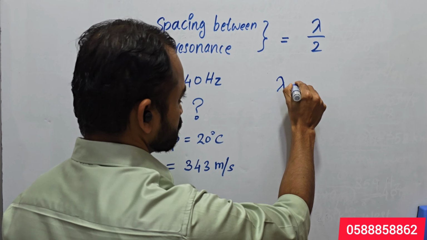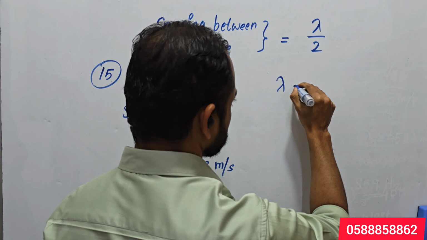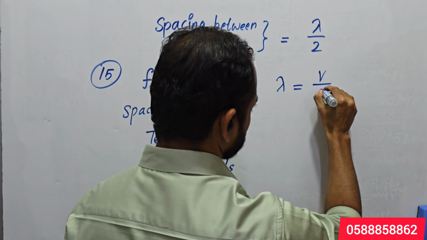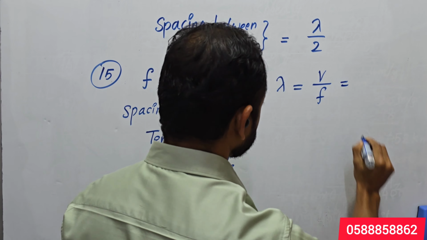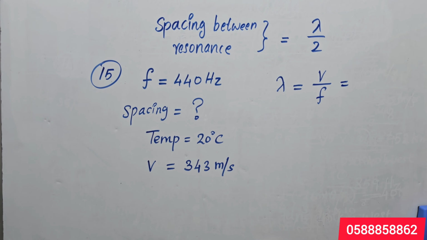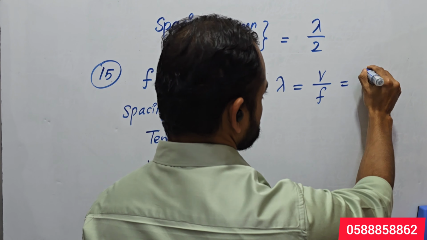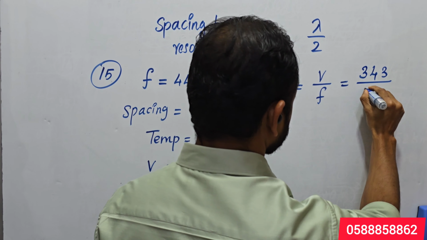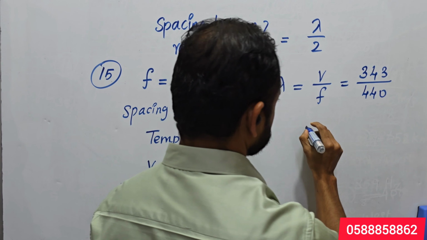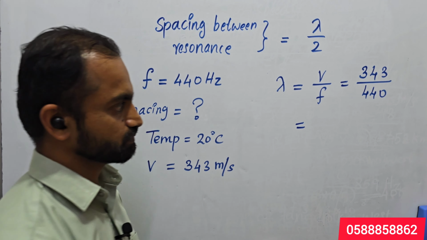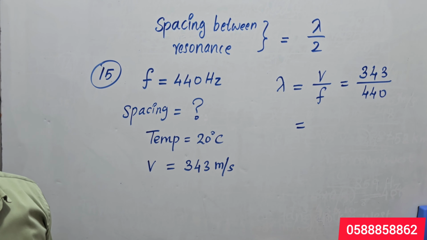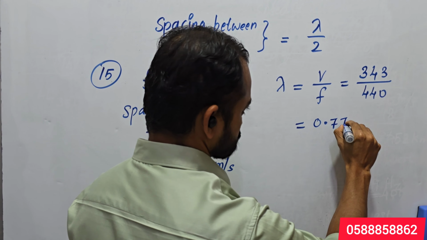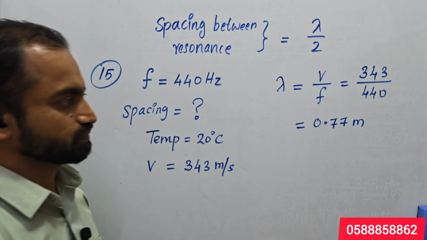Yeah, you calculated wavelength using wavelength equals, what is wavelength? Velocity over or speed over frequency, correct? So speed how much? 343, right? 343 divided by frequency 440. Yes, how much did you get for the wavelength? 0.77 meter. Yes.